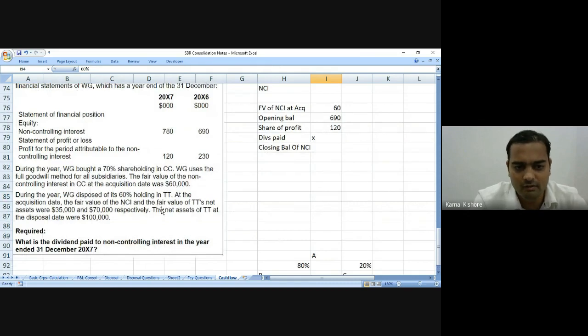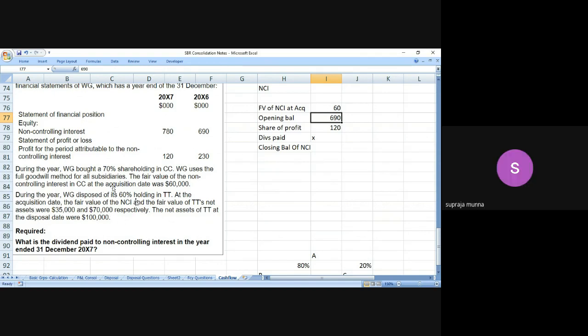So here we are told that this company disposed of a 60% holding in TT. That means this NCI was included in the 690. The fair value of TT's net assets were 35,000 and 70,000 respectively. The net assets of TT at the disposal date were 100,000. Let us try to understand what will be the impact on NCI because of this. There will be a reduction in the NCI.